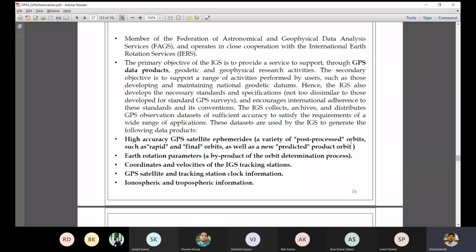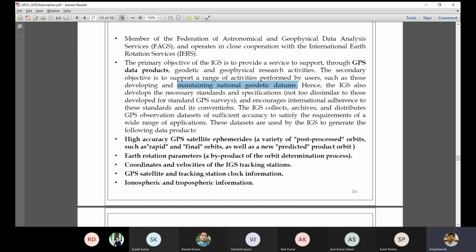The primary objective of the IGS is to provide a service to support, through GPS data products, geodetic and geophysical research activities. The secondary objective is to support a range of activities performed by users, such as those developing and maintaining national geodetic datums, like the vertical datum and horizontal datum for a particular country. In our country, it is Survey of India.